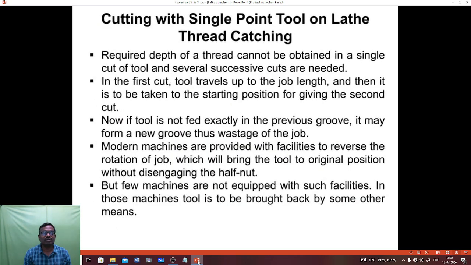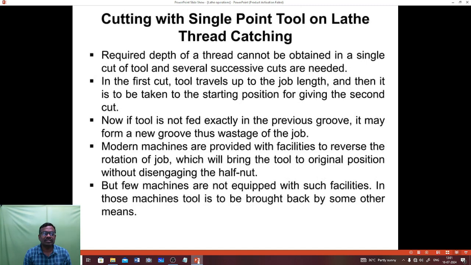Cutting with single point tool on lathe, thread chasing. The required depth of thread cannot be obtained in a single cut of the tool and several successive cuts are needed. In the first cut, the tool travels up to the job length and then it is to be taken to the starting position for giving the second cut. Now if the tool is not fed exactly in the previous groove, it may form a new groove, thus wastage of the job. Modern machines are provided with facilities to reverse the rotation of the job, which will bring the tool to the original position without disengaging the half nut.